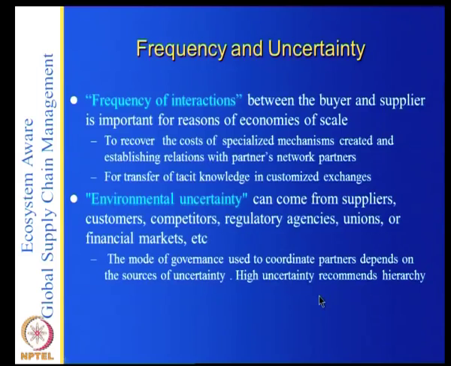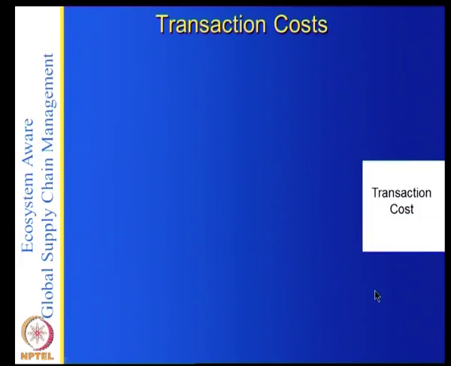Environmental uncertainty can come from suppliers, customers, competitors and so on. The mode of governance used to coordinate partners depends on the source of uncertainty. High uncertainty recommends hierarchy. So basically this.